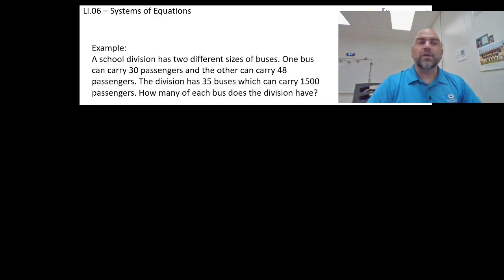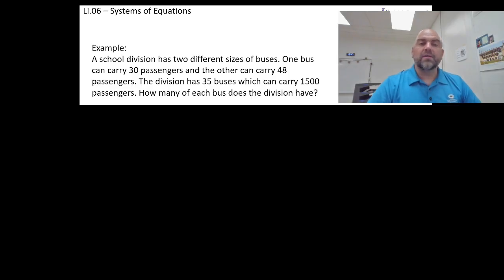All right, so here's our question, the example I'm going to go through, and I'm going to try to go step by step, and I want to give you an opportunity to see how we're going to describe it and how we're going to solve for this one. The example is a school division which has two different sizes of buses. Now here in Hanover, we mostly have one big size of bus. But maybe there's a division out there that has some big buses and some small buses.